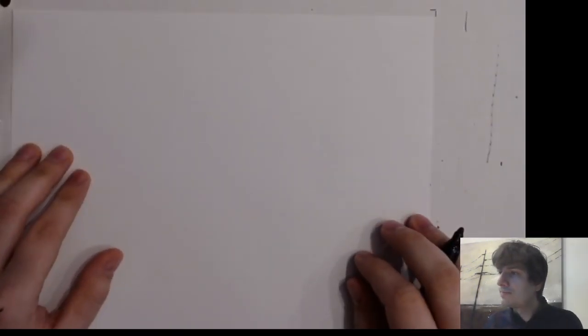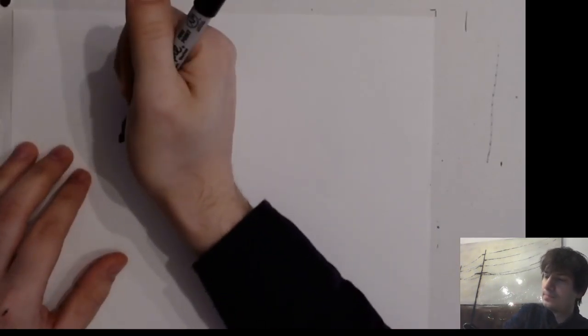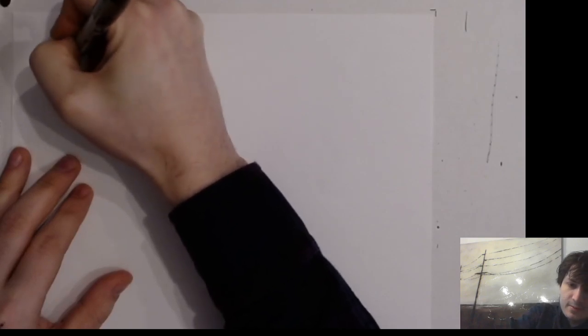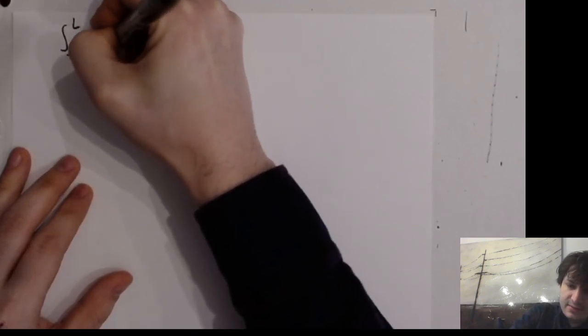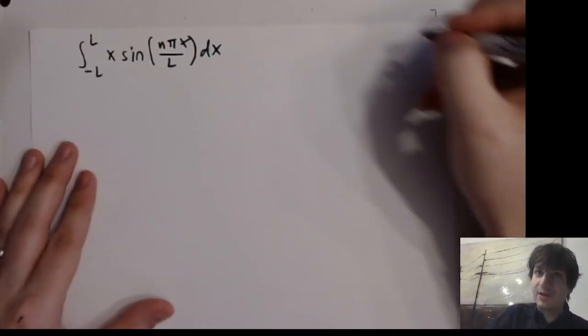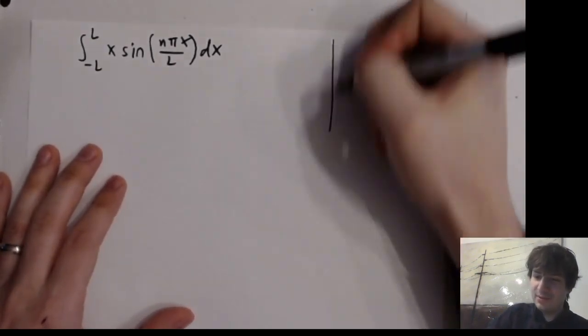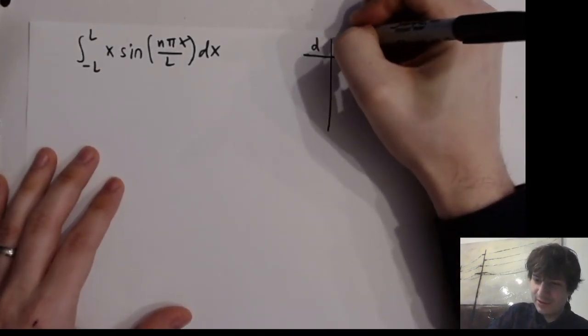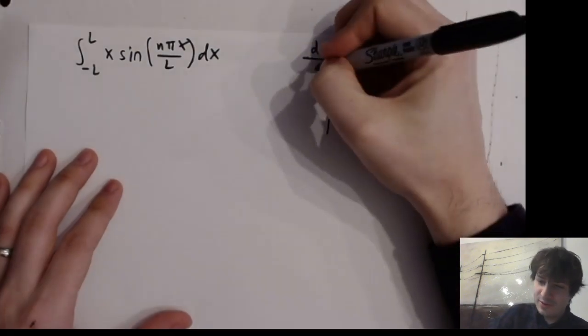So I've got to do the integral from minus L to L of x times the sine of n pi x over L dx. I'm going to set up, when I do integration by parts, I make these little tables. You might do integration by parts a different way. You can do it however you want.